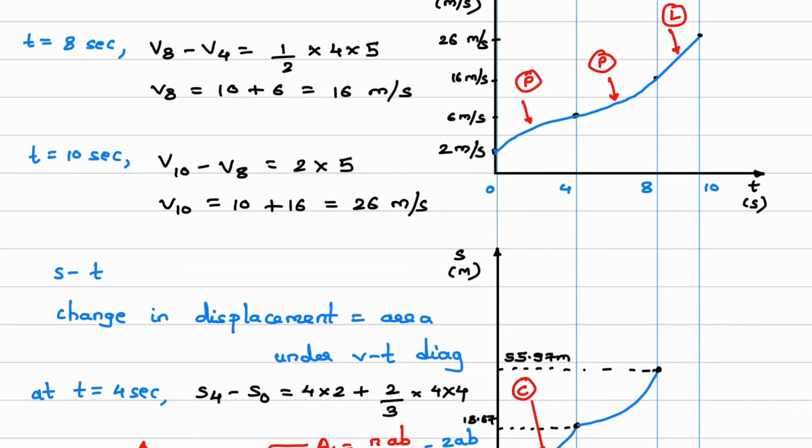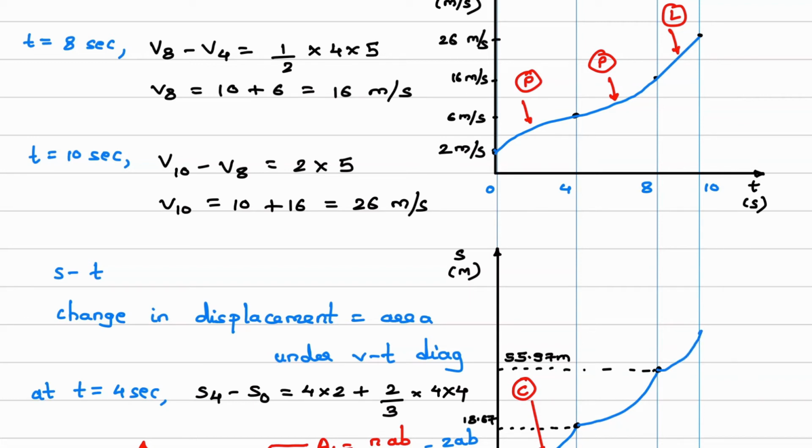Okay, velocity is the slope of the ST diagram. Now velocity is increasing over here, so the slope should increase. Velocity is positive, so the slope should increase in the positive direction, so the curve will be like this only. So we'll continue with the curve. So this will be one more curve.